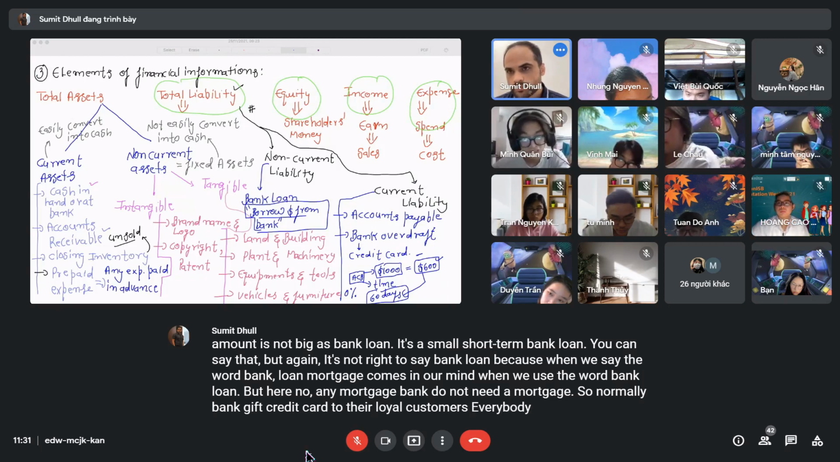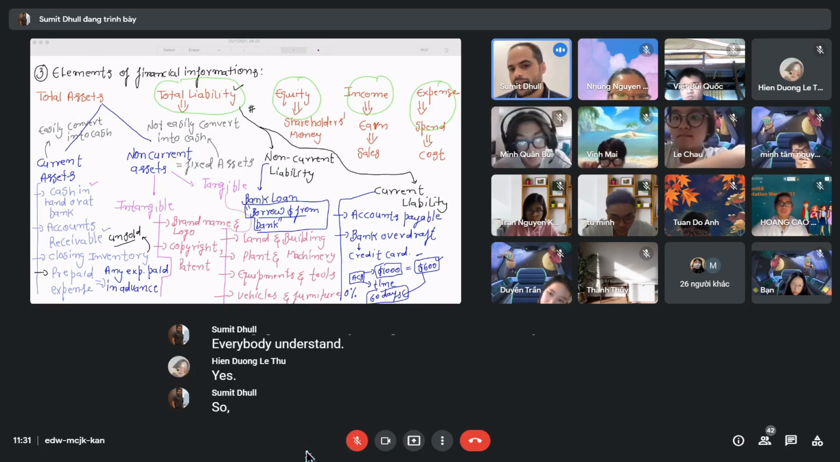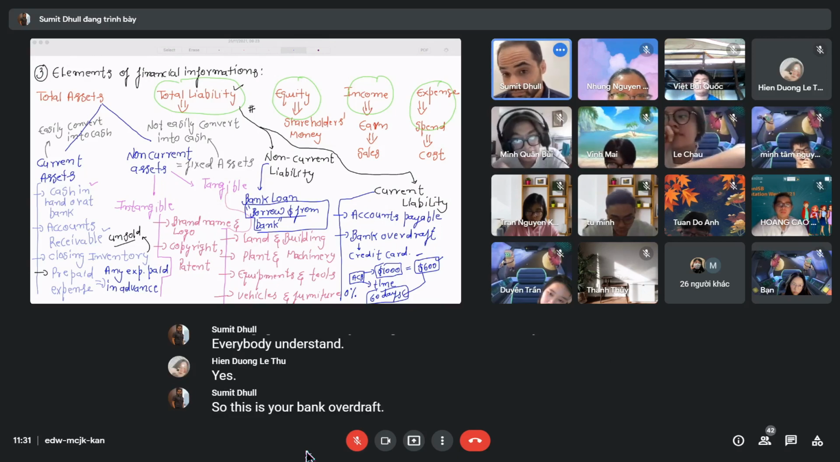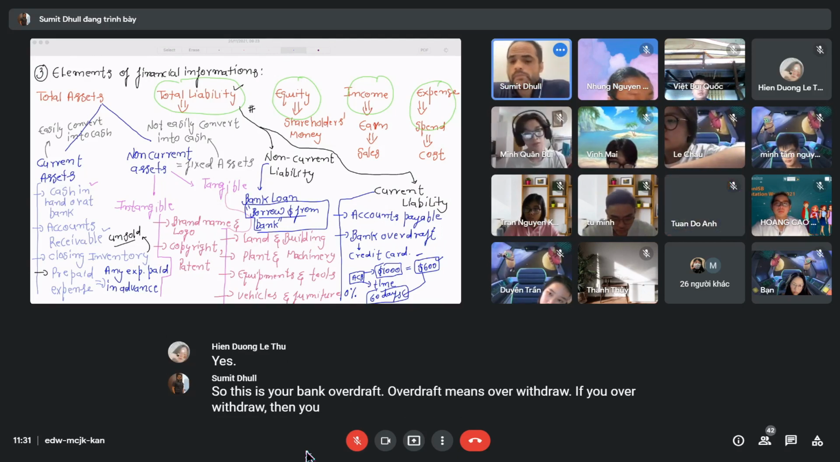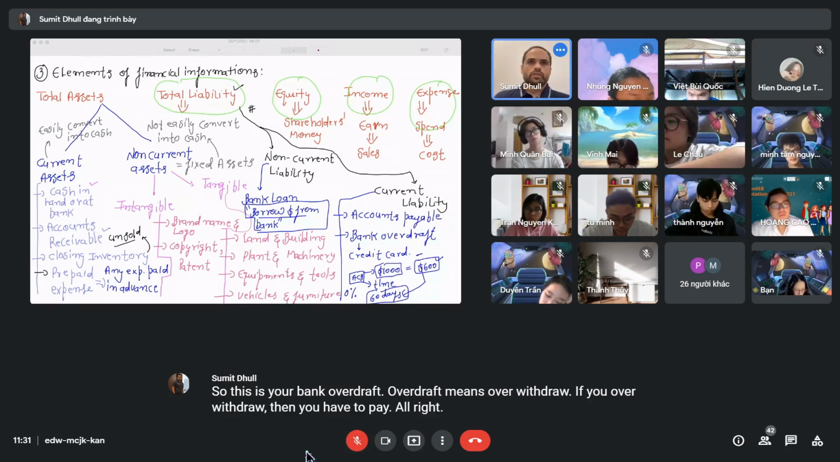Everybody understand? Yes. So this is your bank overdraft. Overdraft means over withdraw. If you over withdraw, then you have to pay. All right. So everybody okay with this bank overdraft?